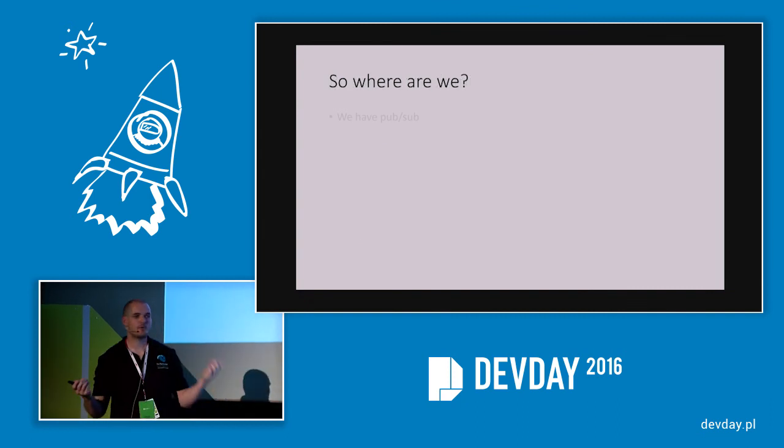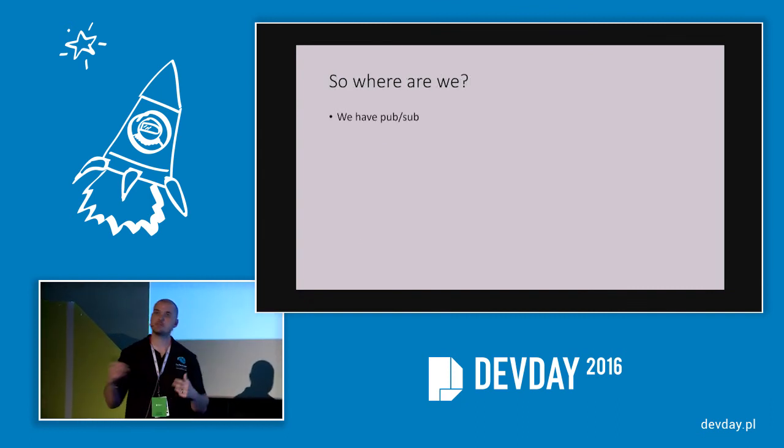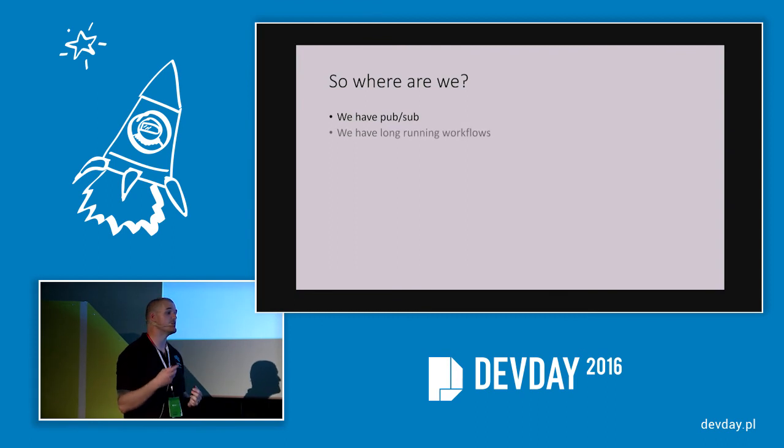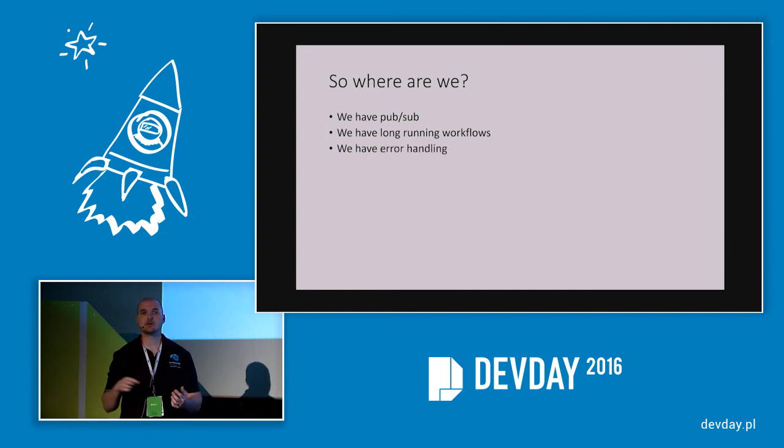So where are we? Well, we've implemented PubSub, which is fairly simple to implement, but very powerful. We've got long-running workflows, or sagas, which is a little harder to implement, but extremely powerful. And our error handling means that our service bus is resilient.